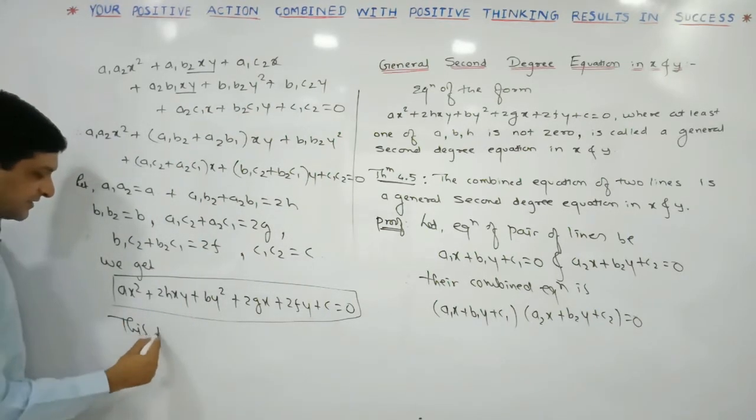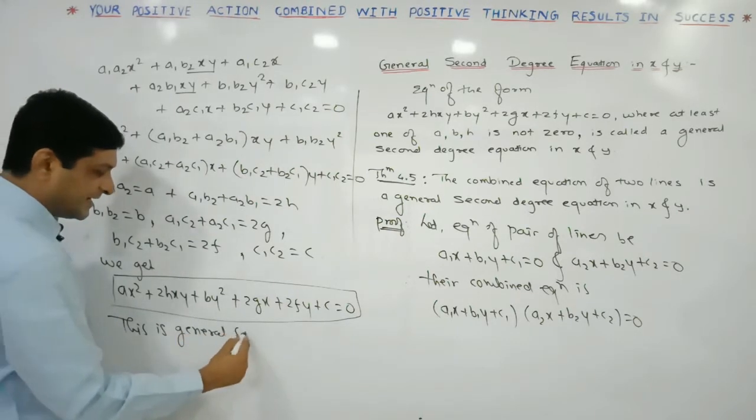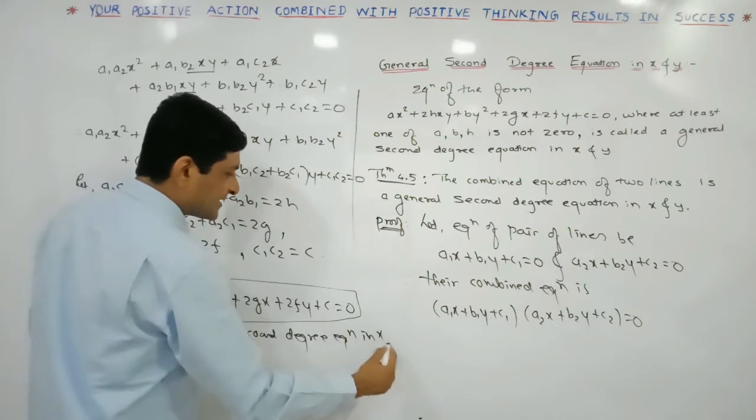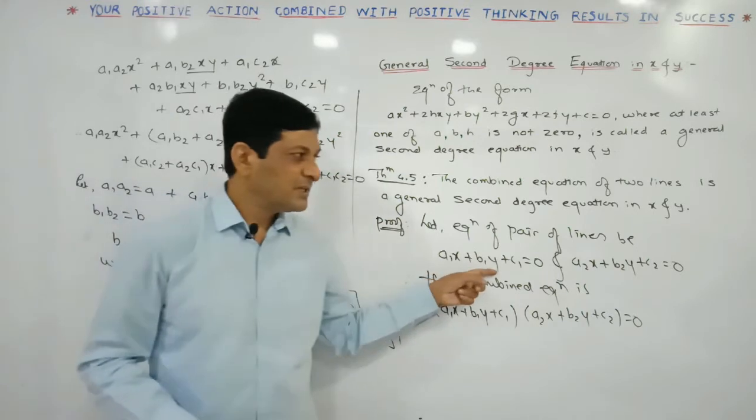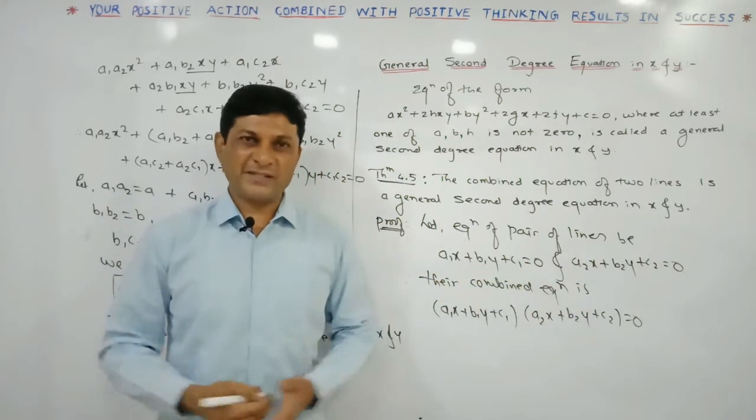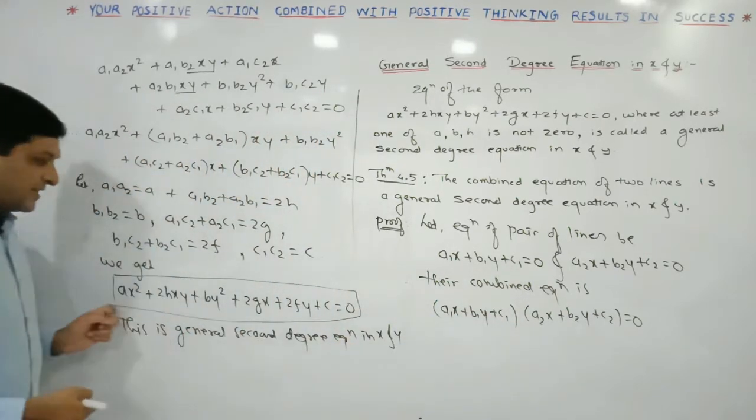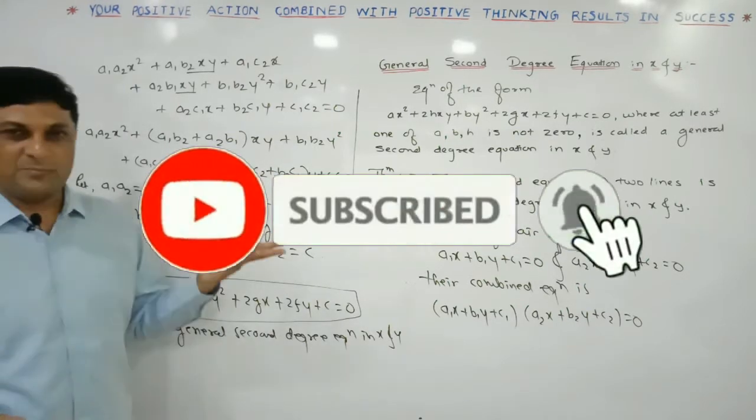So this is the general second degree equation in x and y. So what we have proved here is, if two pair of lines are given to us which are not passing through the origin, at that time their combined equation is nothing but the general equation of second degree in x and y. So this completes the proof of this theorem.